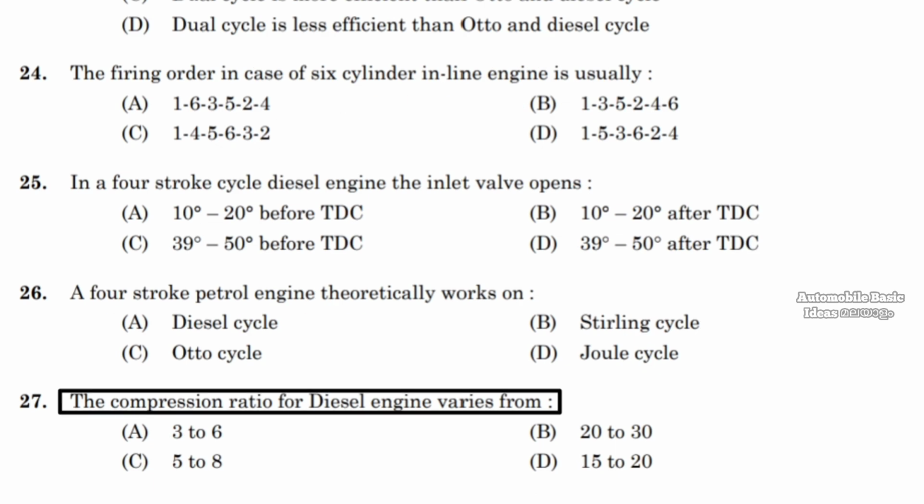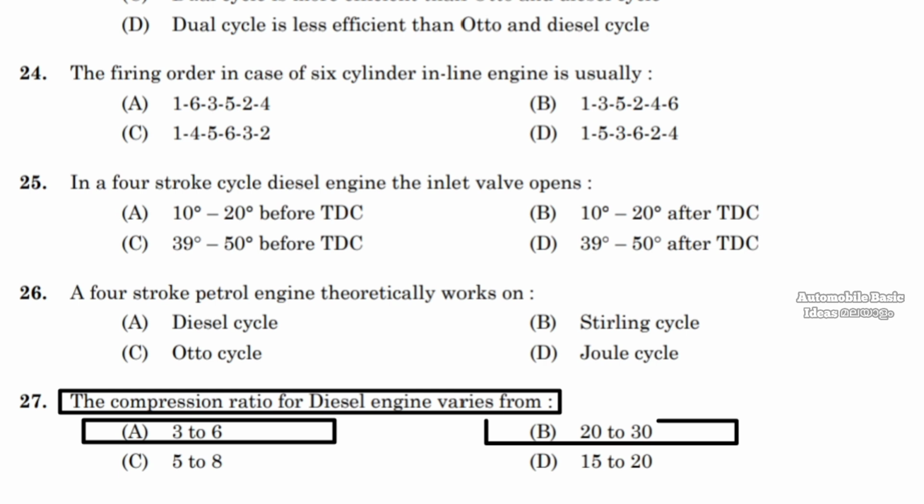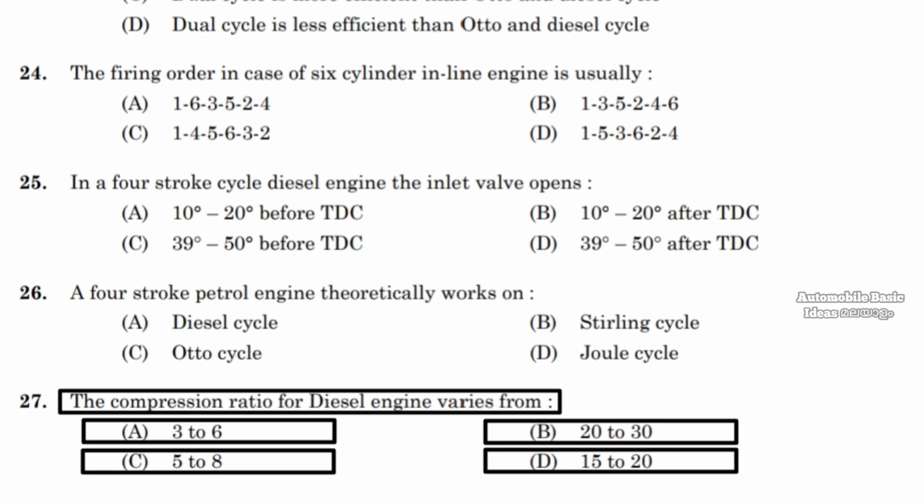The compression ratio for diesel engine varies from A. 3 to 6, B. 20 to 30, C. 5 to 8, D. 15 to 20. Answer D. 15 to 20.